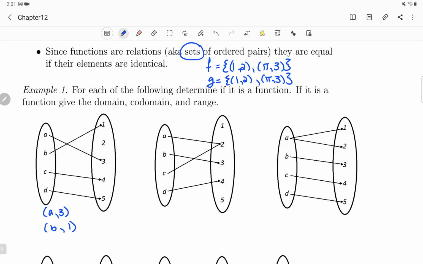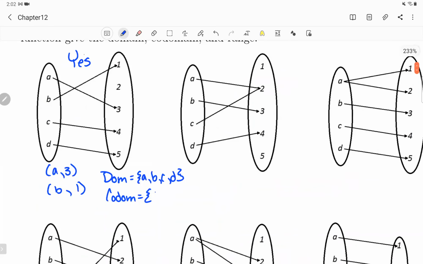So this is a yes. Our domain is A, B, C, D. The codomain is what? I'm going to zoom in. 1, 2, 3, 4, 5. And what's the range? 1, 3, 4, 5.